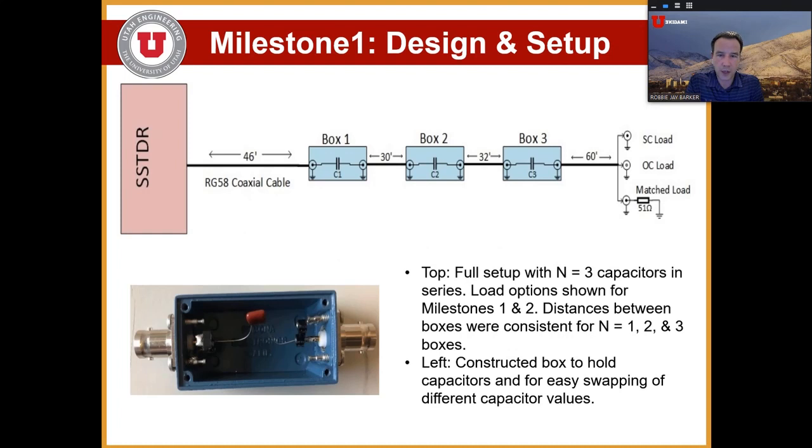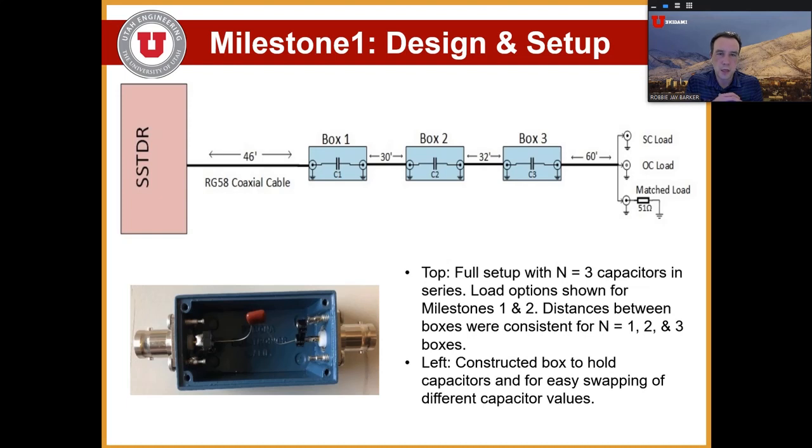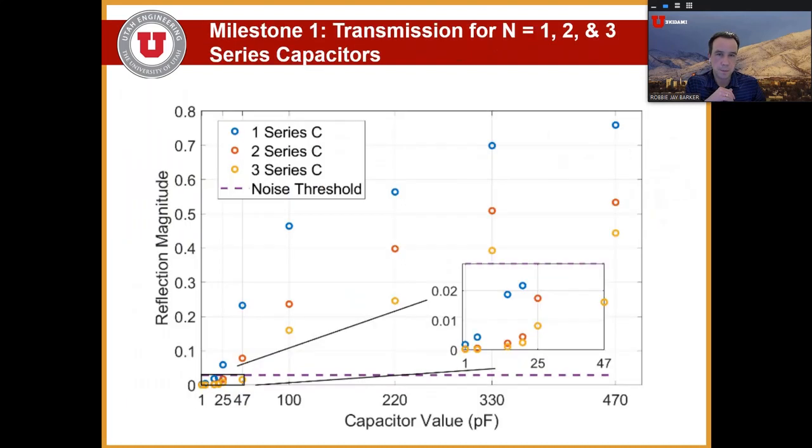Okay, so switching over to my project, which is similar to Sam's with some slight differences. In the first part of this project, we wanted to look at how much of the SSTDR signal could transmit through series connected capacitors, as shown in the figure here. We did n equals 1, 2, and 3 series connected capacitors using a similar box to what Sam showed earlier, in the bottom left. We chose to use the short circuit load and open circuit load for all of these tests, because, as you'll see in a minute, we can then take the difference between those two responses and focus solely on the transmitted signal, isolating it from any intermediate reflections.